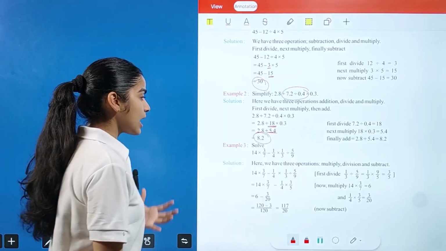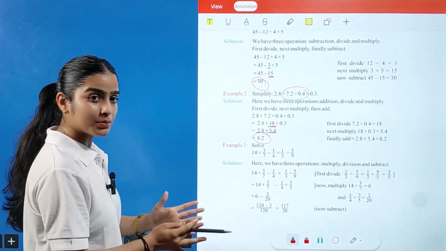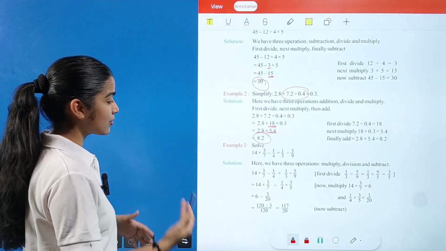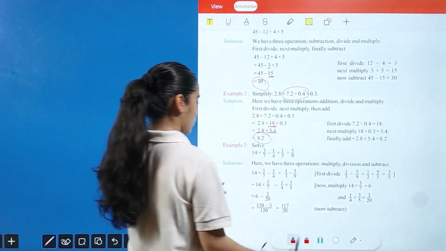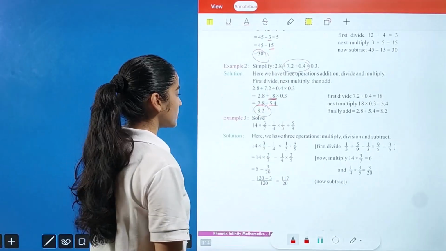So students, you just have to remember the order we have. First we do division, then multiplication, then addition and subtraction. Okay, let's move forward by doing this. I hope it is understood.